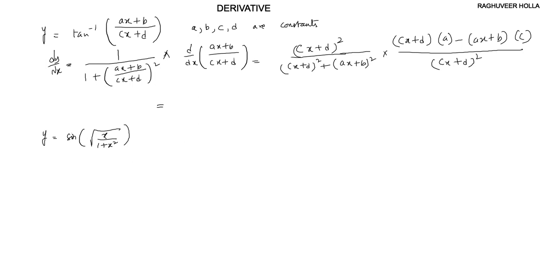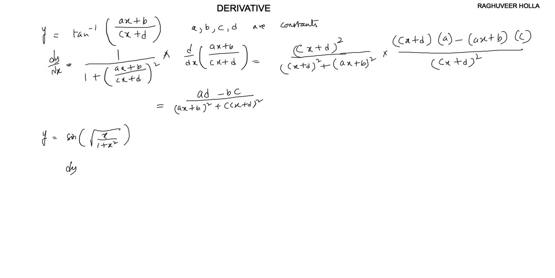Okay, now then after simplifying this, we get (ad minus bc) by (ax plus b) whole square plus (cx plus d) whole square. Okay, now let us see the next problem.